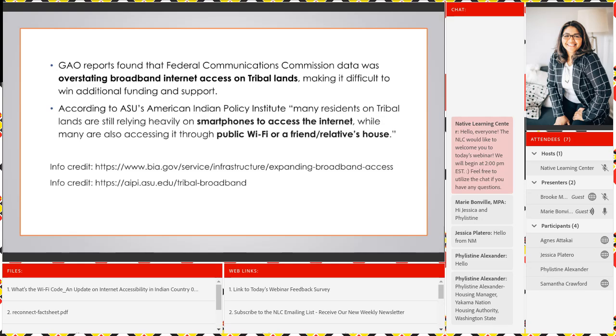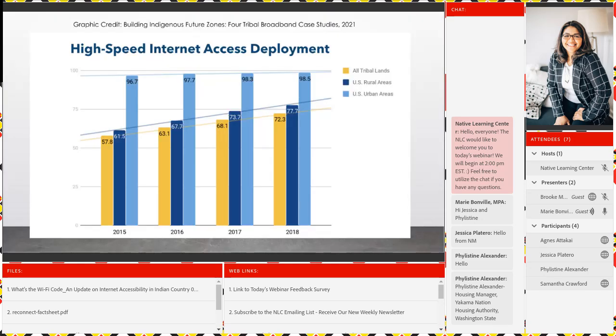So, I know many of you already know that and experience that in your communities, but as far as the data is concerned, we're still building out what it's currently like, what the Wi-Fi code is, right? What is going on when it comes to internet accessibility.